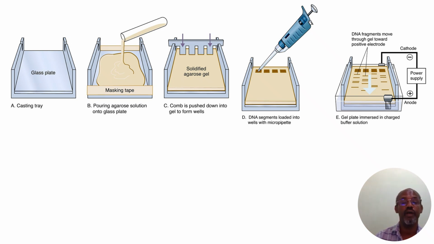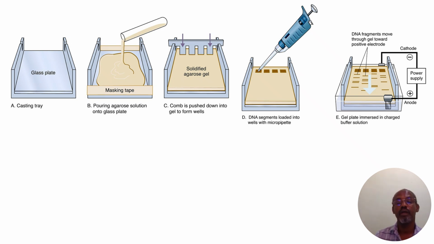You see, it solidifies, and we bring a comb. They call it a comb, in order to dig a hole. The comb is pushed down so that it produces the holes inside which we put the sample DNAs, the wells. For example, you can see here 1, 2, 3, 4 wells. Therefore, the samples from different individuals are put in these wells.